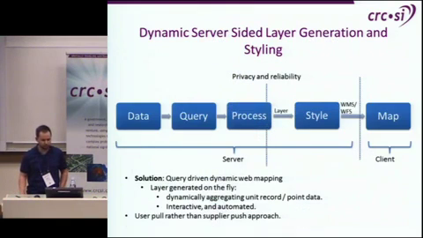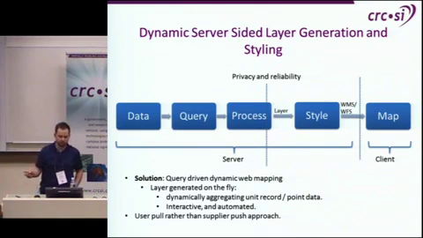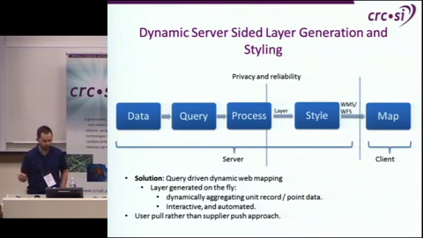Well, the general answer is to potentially generate all the trillion map layers, but by using a user pull rather than a supplier push approach. So in this one, we're using query-driven dynamic web mapping. The layer is generated on the fly when the user requests it. The data is dynamically aggregated, so it can be either unit record or point record data. And then it's done in an interactive yet automated way. So the data is stored in a database. A query is run over it, specified by the user, and then a process also specified by the user is then applied to the subset.